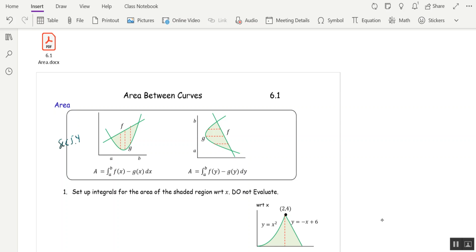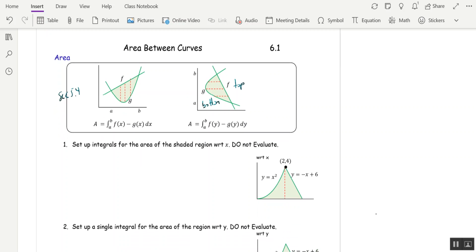If you're integrating with respect to y, then over here is the top and over here is the bottom. So let's just do some setups and then we'll actually integrate. This first one, set up integrals, plural, for the area of the shaded region with respect to x. Do not evaluate.